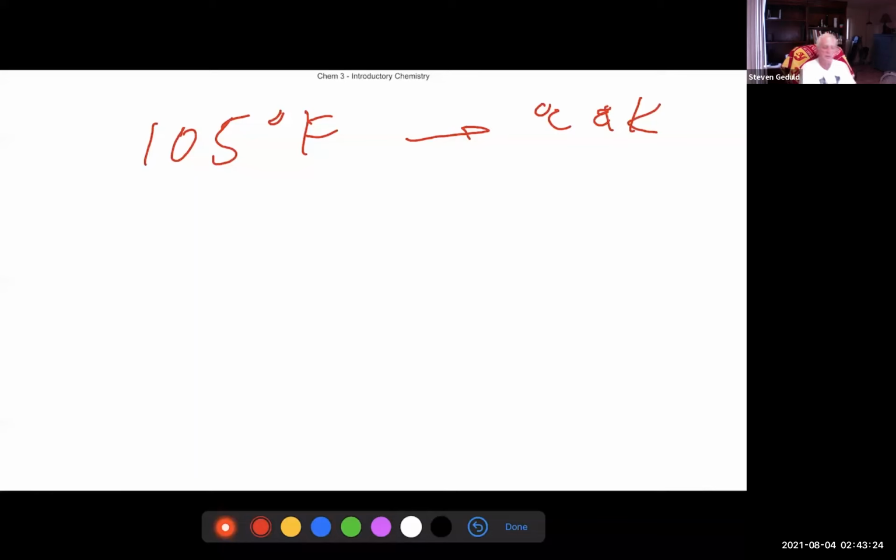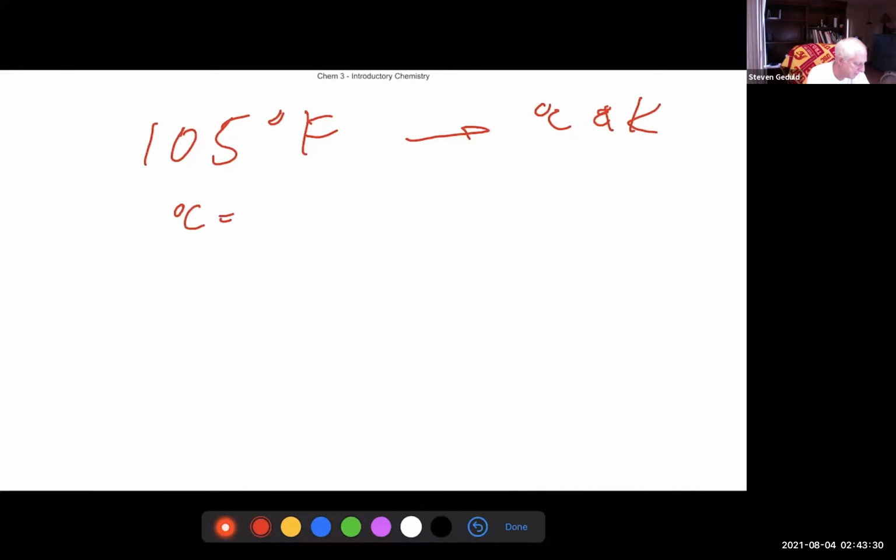Right? So let's say we're in the United States and it's 105 degrees Fahrenheit. Typical desert day out here. My grandkids are visiting right now from Ireland. Everything over there is in degrees centigrade. So they want to know how much it is in degrees centigrade and in Kelvin. I want to know how much 105 degrees Fahrenheit is in centigrade and Kelvin. I know Fahrenheit, so I need degrees centigrade.